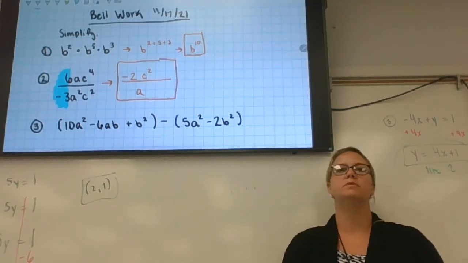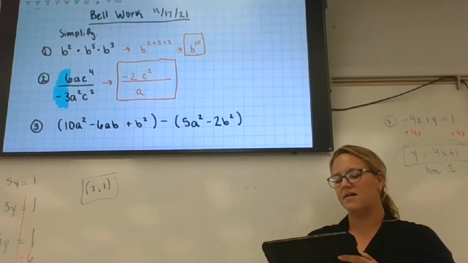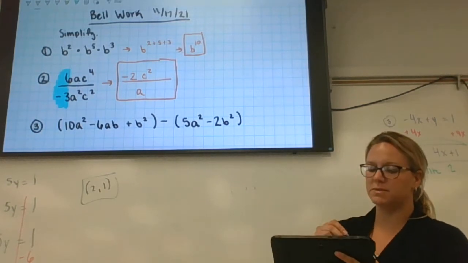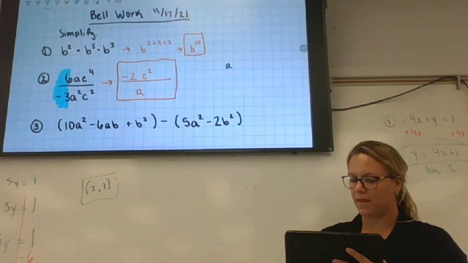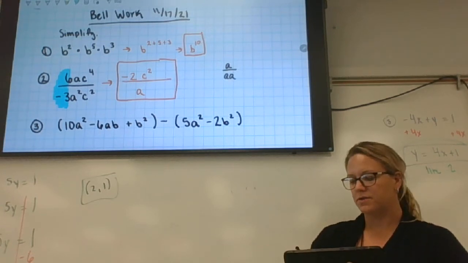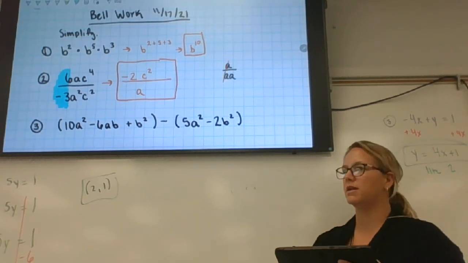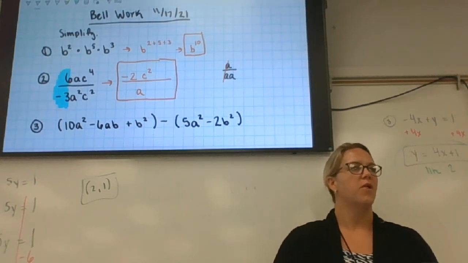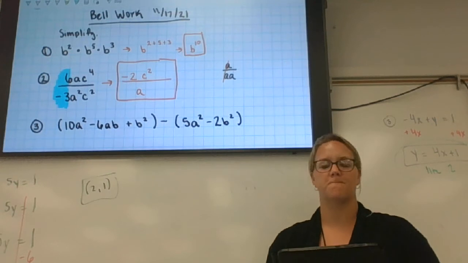Any questions about number 2? Yes. So I had 1 up top and 2 down below. So when they cancel, the 1 that's remaining is in the denominator. Okay, who else has a question?